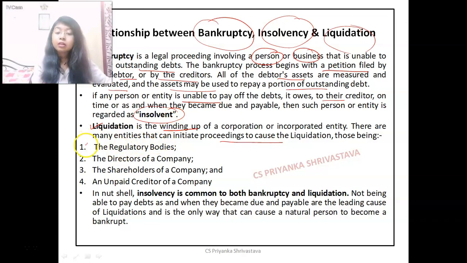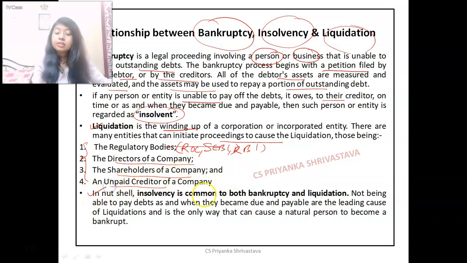So for that, an application to the NCLT can be filed by the following persons: either regulatory bodies, that is ROC or SEBI or RBI or any other regulatory body, or directors of the company, or shareholders of the company, or any unpaid creditor of the company. So they can file an application to the NCLT that we want the company to go into liquidation.